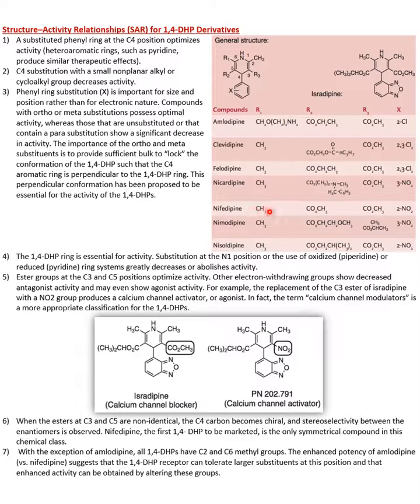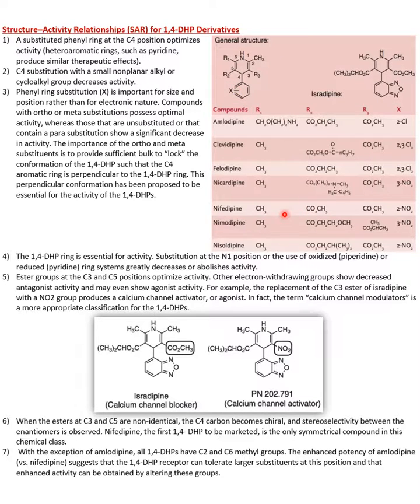Let's start with the nifedipine. If you have the nifedipine, the R2 and R3 substitutions are identical, which means the molecule is symmetric, and because it is symmetric, it will be superimposable to its mirror image, and this will make it achiral. Basically, it does not have a stereochemistry or stereoselectivity.